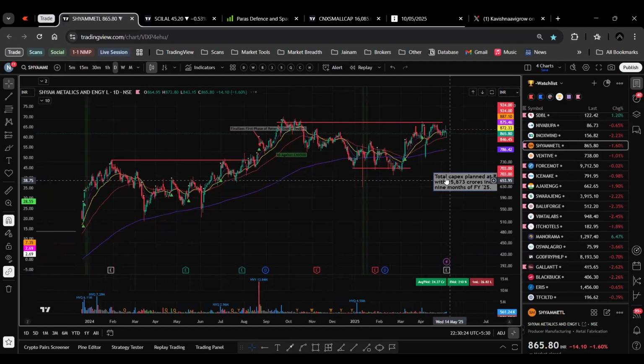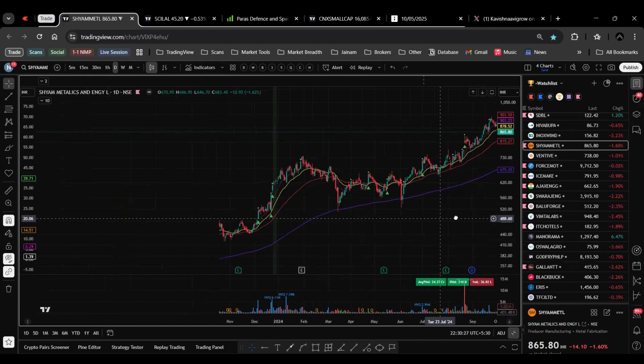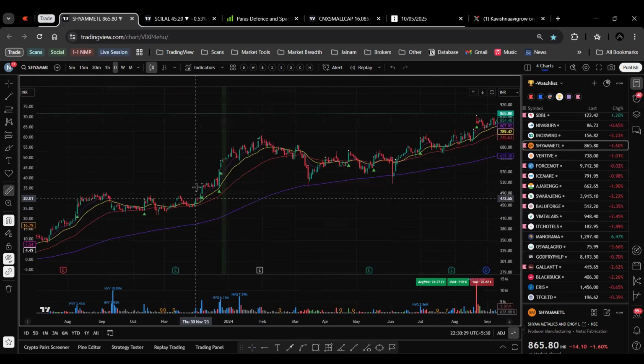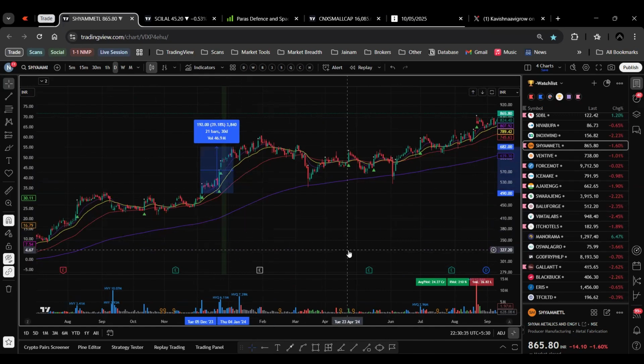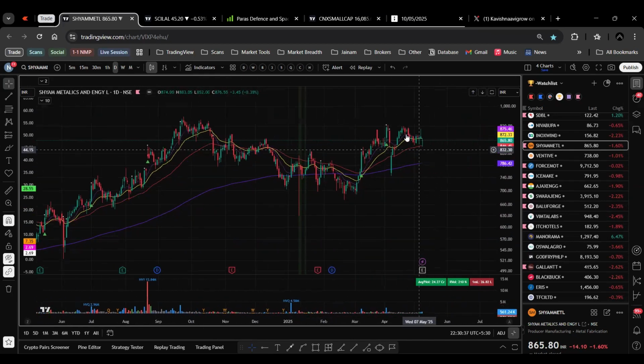Sham Metals. Now see, whenever it moves decent, 20 days में 40%. But needs a good right side as of now. अभी भी it is not ready, but eventually it will be. So we'll keep this in the watch list.